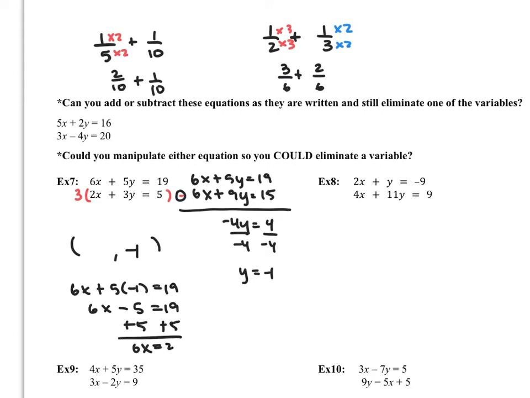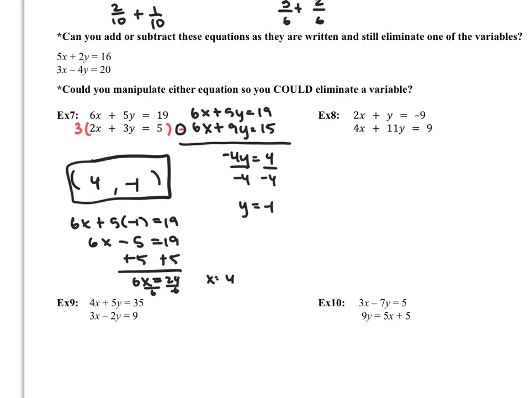6x equals 24. Divide by 6, and x would equal 4. And so my point of intersection is (4, negative 1). Don't forget when you're giving your answer, you need both the x and the y coordinate, and they also need to be in parentheses to show that you're talking about a point on the graph.